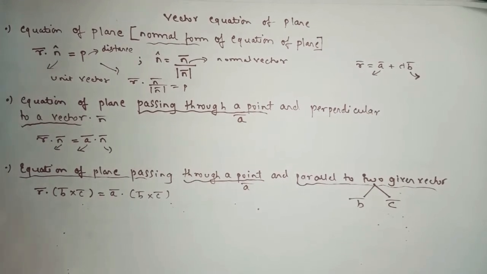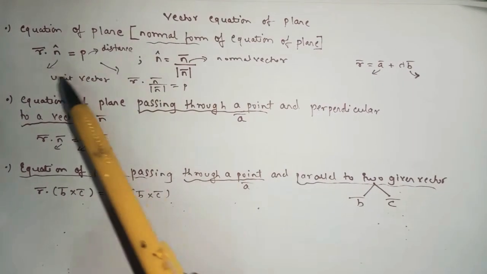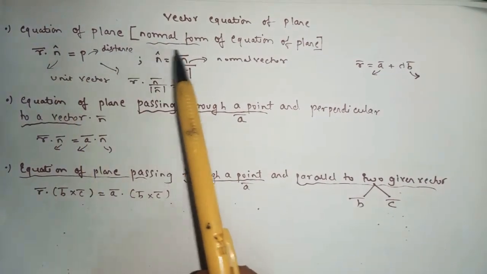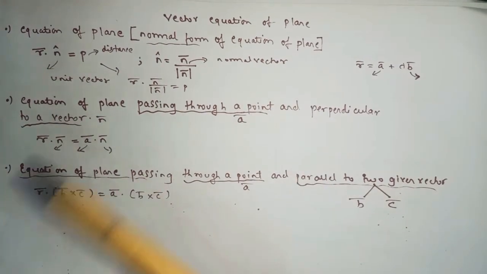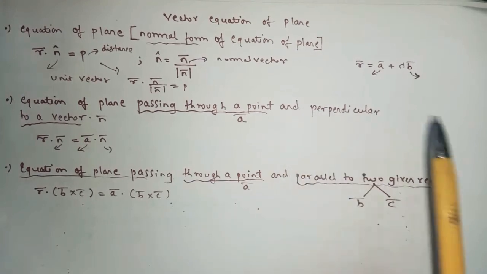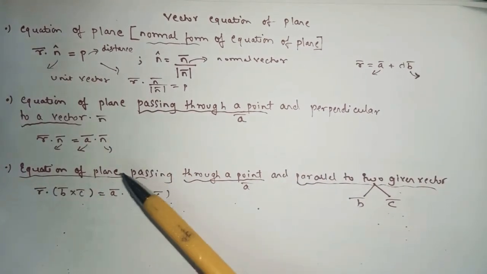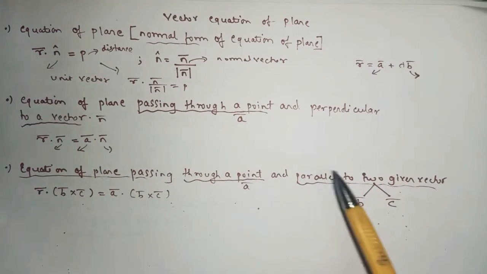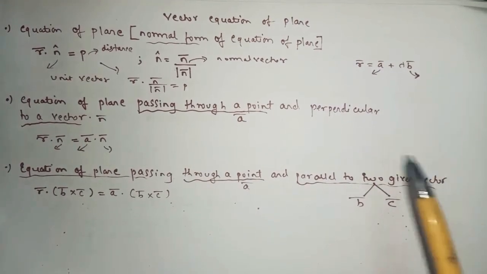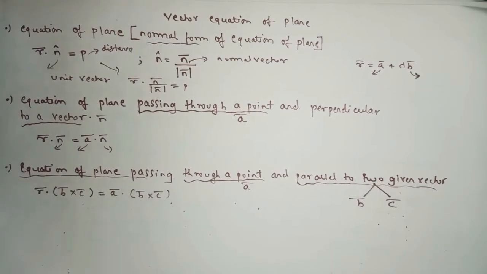In the last lecture we saw the equations of the plane, that is, the normal form of the equation of the plane. Then we saw the equation of a plane when it passes through a point and is perpendicular to a vector. And the third was the equation of the plane passing through a point and parallel to two given vectors. We even saw the sums based on these three formulas.